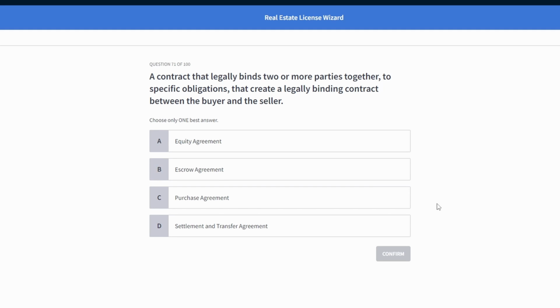A contract that legally binds two or more parties together to specific obligations that create a legally binding contract between the buyer and the seller. A, equity agreement, B, escrow agreement, C, purchase agreement, or D, settlement and transfer agreement. So think about that one and come up with your answer.